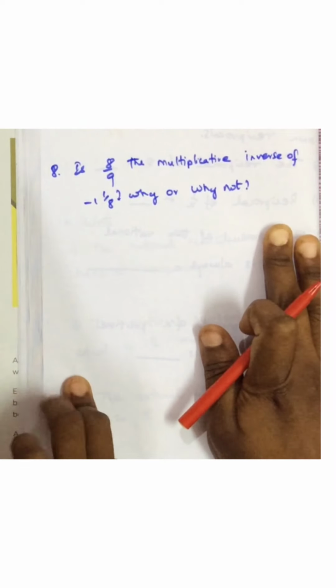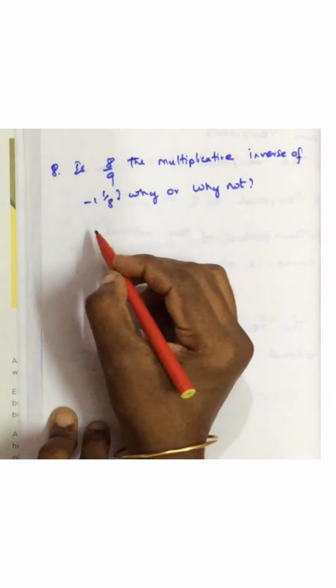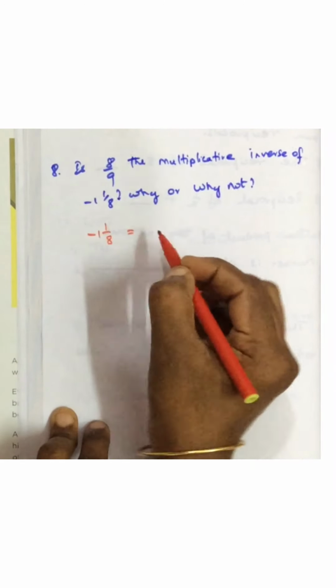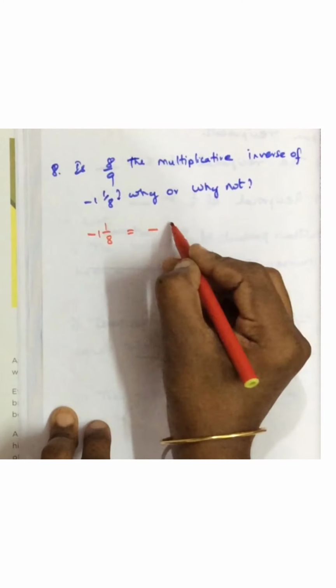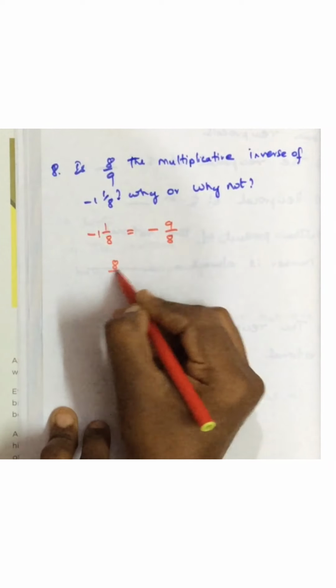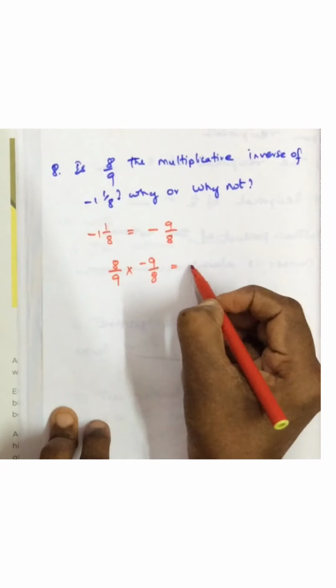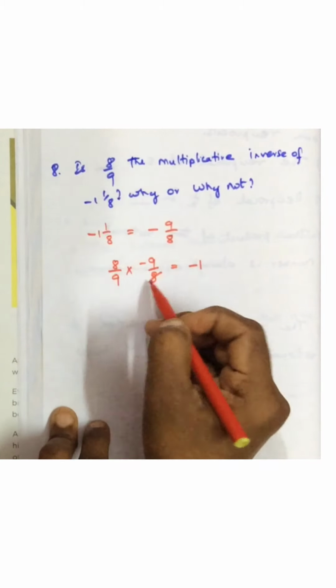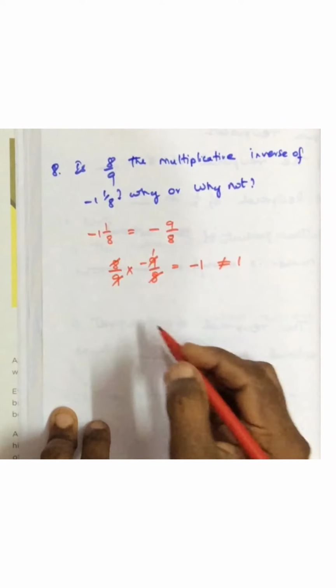Is 8 by 9 the multiplicative inverse of minus 1 by 8, yes or no? So what is multiplicative inverse? When you multiply a number with its multiplicative inverse, you should get 1. So you can check: minus 1 by 8 is, this is in mixed fraction, 8 ones are 8, 8 plus 1, 9 by 8. So if you multiply 8 by 9 with minus 9 by 8, you are getting minus 1. This 8 and 8 will get cancelled and this is 1. So this is minus 1, which is not equal to 1.